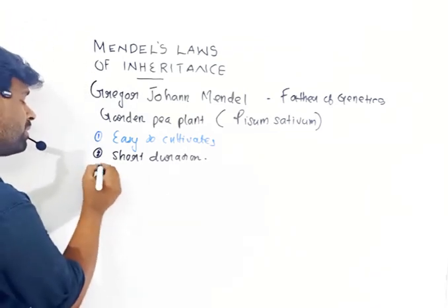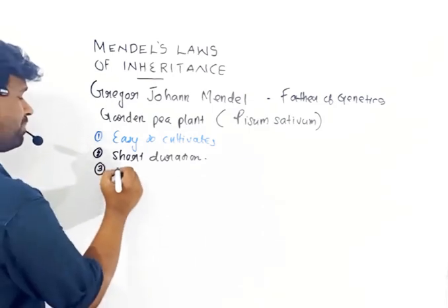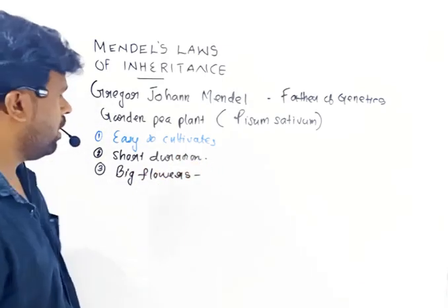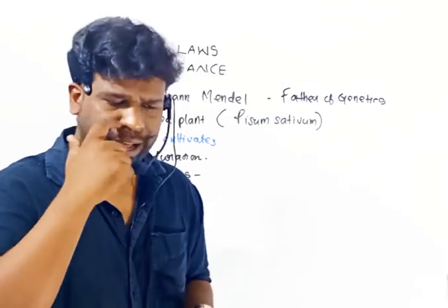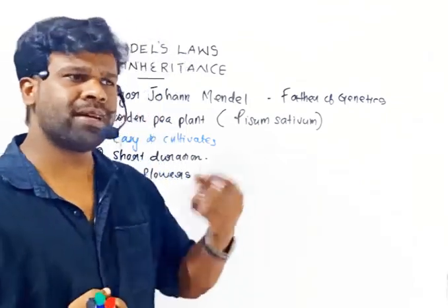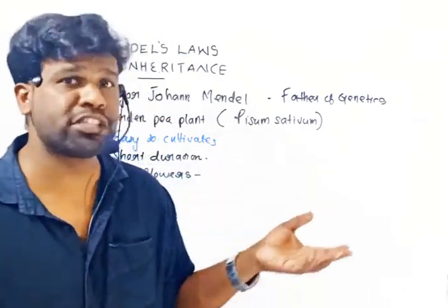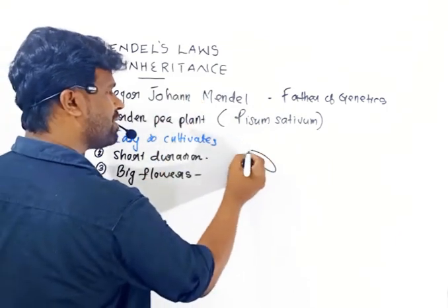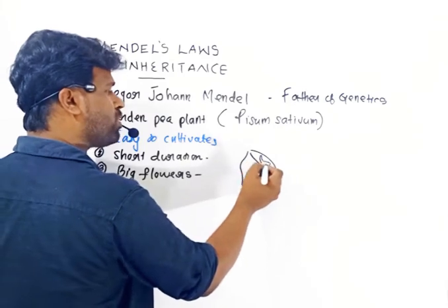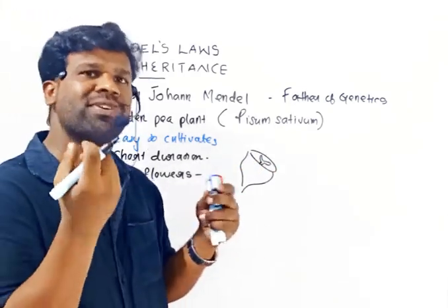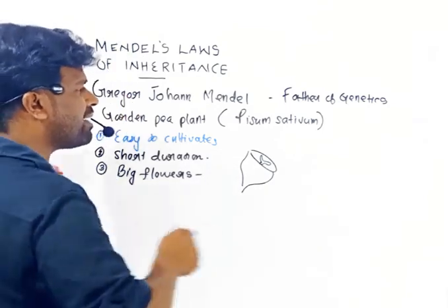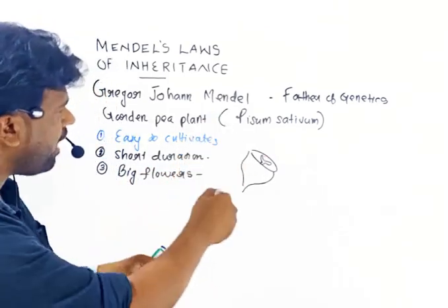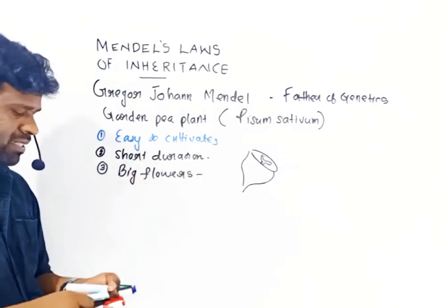Another one: these plants have big flowers. Actually, Mendel conducted hybridization experiments, which required artificial pollination. These flowers are big, so they have an exposed stigma. Their female reproductive part, the gynoecium or stigma, is very exposed. As a result, artificial pollination can be done easily because the flowers are big. This is another reason: the flowers are big.